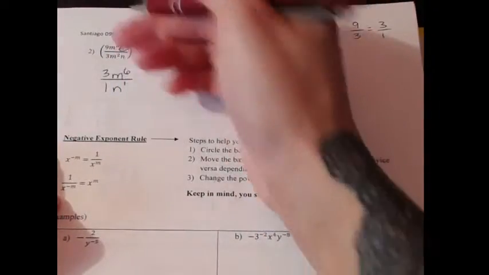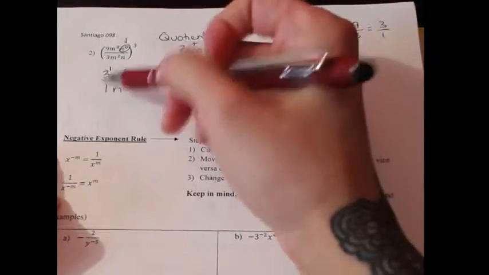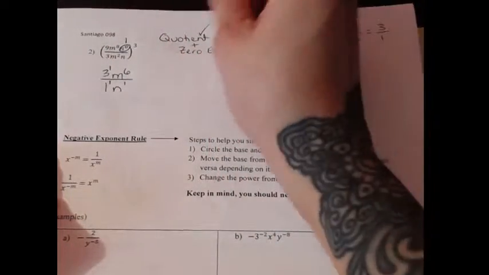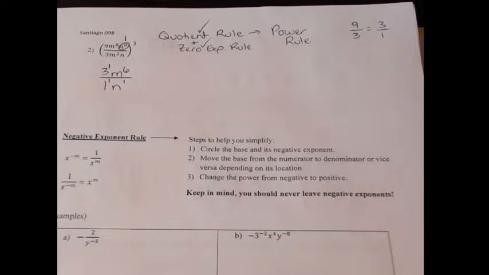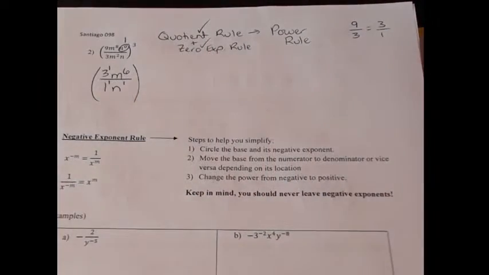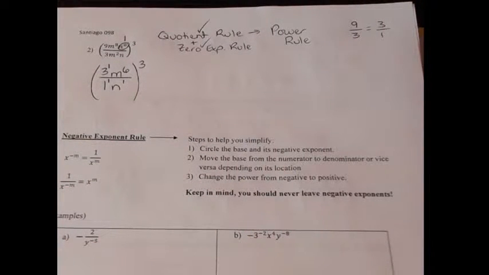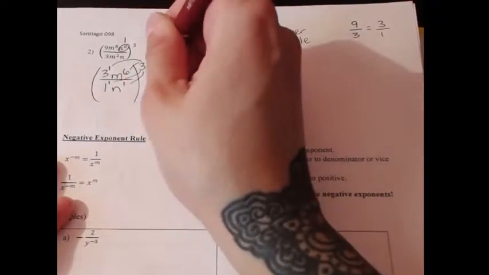So now let's notice this 3 is being raised to the first power, m is being raised to the 6th, 1 is being raised to the first power, n is being raised to the first power. So I've applied the quotient rule and the 0 exponent rule since both of those were inside the set of parentheses. PEMDAS, P in PEMDAS. This entire expression is being raised to the 3rd power. So now I'm going to apply the power rule. Power times power. Take this power and let's distribute.